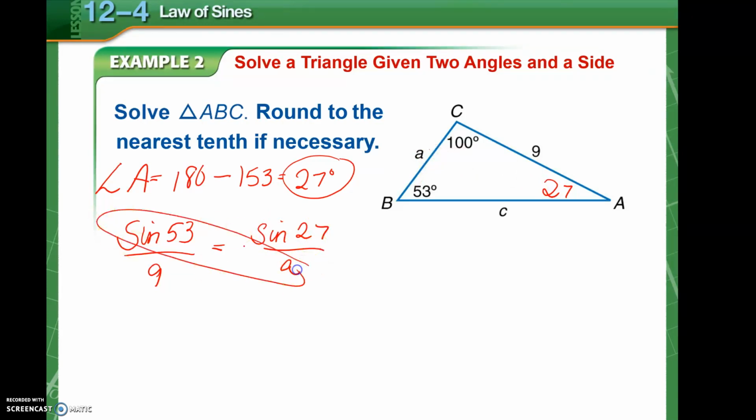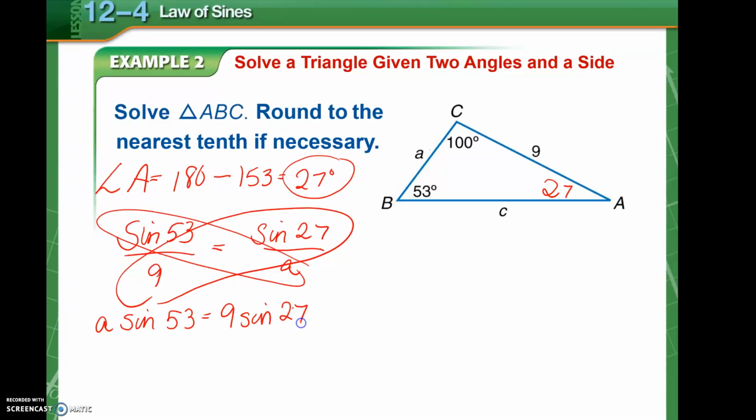Then we'll cross multiply because it's a proportion. So we have A sine 53 equals 9 sine 27. Let's get A by itself, so divide by sine 53. When I'm plugging this into the calculator, I want to make sure I put parentheses around the 9 sine 27 so it doesn't divide the 27 by sine 53, but takes sine 27 totally and then divides by sine 53. So 9 sine 27 divided by sine 53 gives me 5.1. So A equals 5.1.